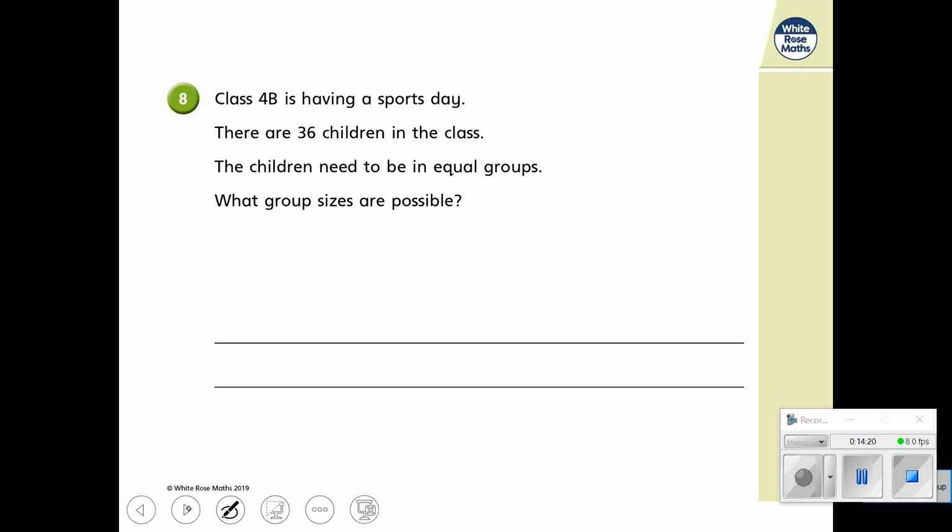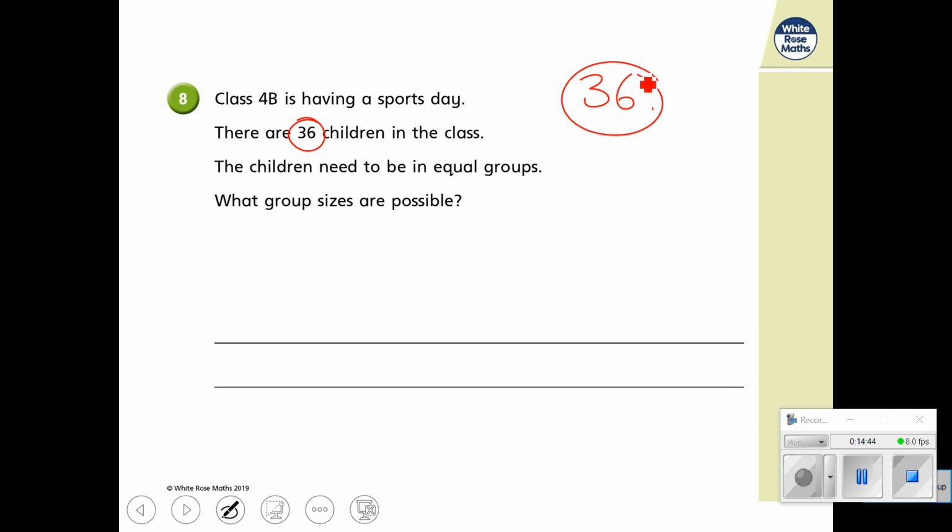Class 4B is having a sports day. There were 36 children in the class. I'm going to underline that key information. The children need to be in equal groups. What sizes are possible? So basically what we need to do is split 36 into equal groups. So we're basically finding factor pairs. Let's go for it. Here's 36.